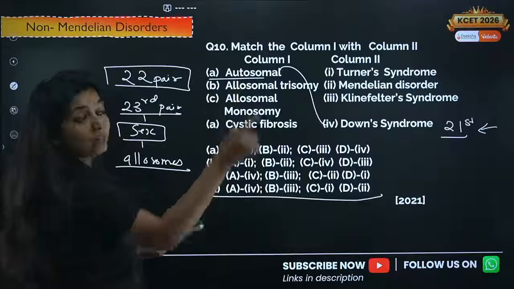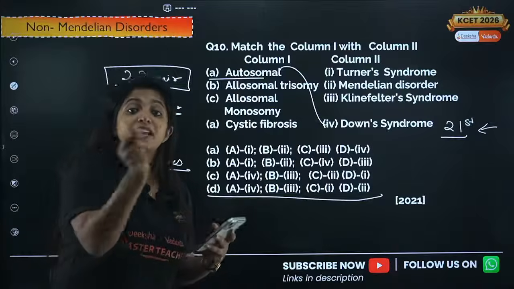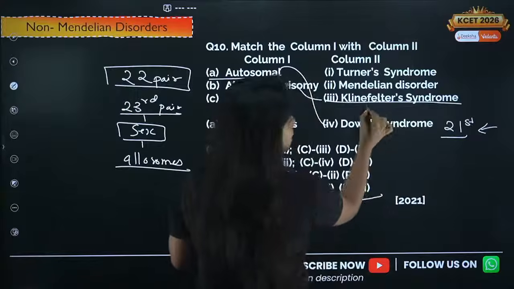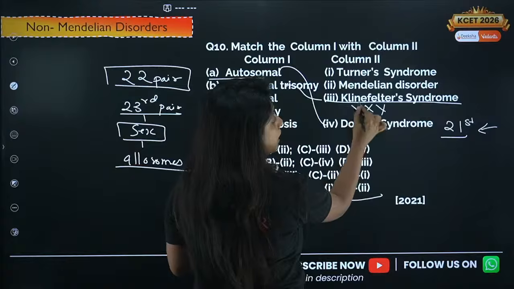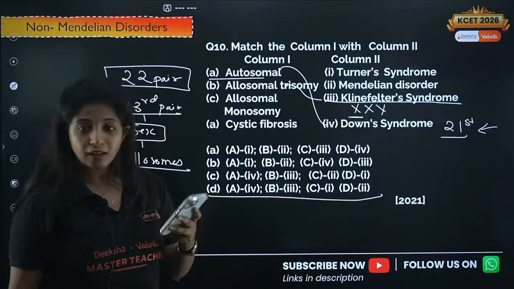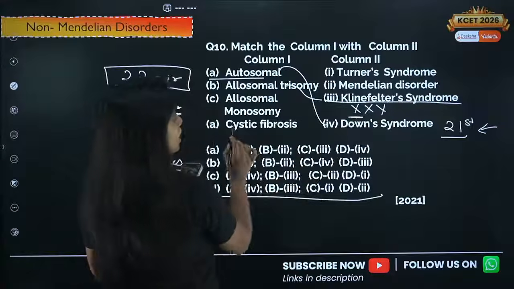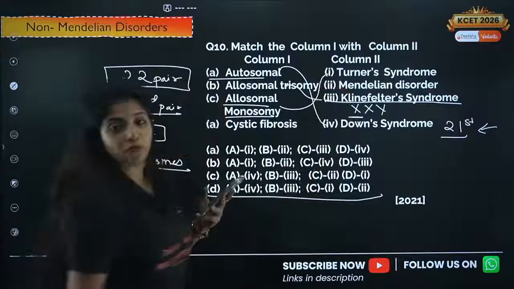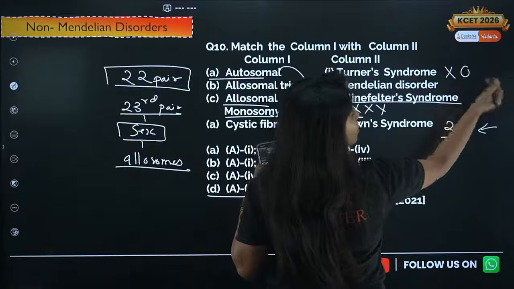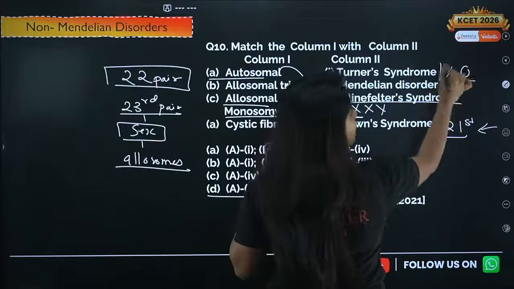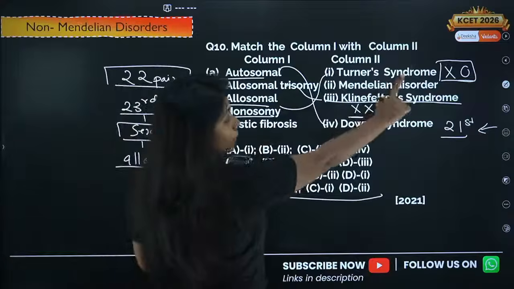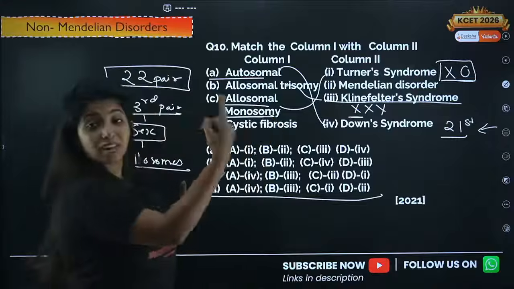Now, allosomal trisomy means an extra addition in the sex chromosome. So B goes with 3, Klinefelter syndrome. Why? Because instead of just having XY, you have an extra X chromosome. Three chromosomes are present, which is why this is allosomal trisomy. Now, allosomal monosomy is Turner syndrome. Usually it should be XX, but here you just have one X and you lose the other chromosome. There is no other chromosome, so it is known as the XO condition.